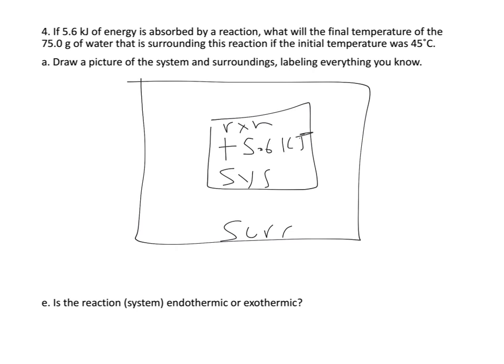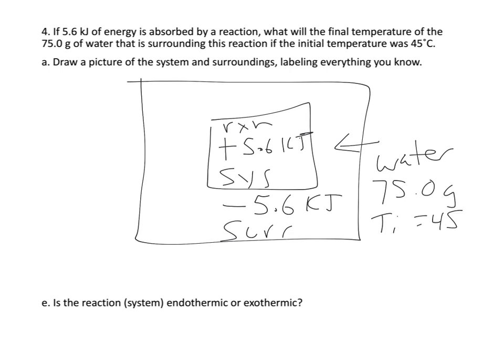If a reaction takes in 5.6 kilojoules of energy, that energy had to come from somewhere, and that energy usually comes from the surroundings. So that means the surroundings gave up 5.6 kilojoules of energy. What is in the surroundings right now is essentially the water that surrounds the reaction. The other things I know about the water is that it has 75 grams, and the water's temperature was initially 45, and I think that's about it.